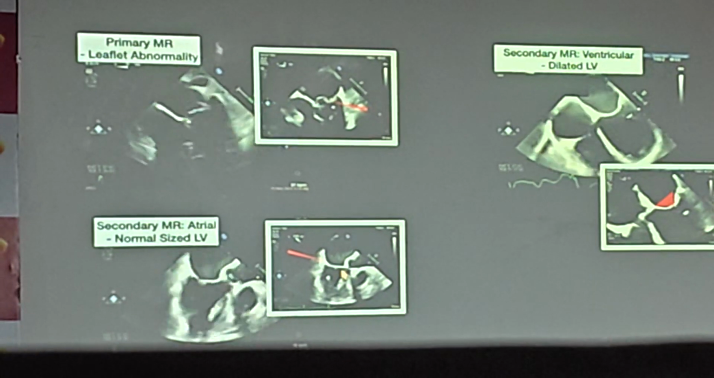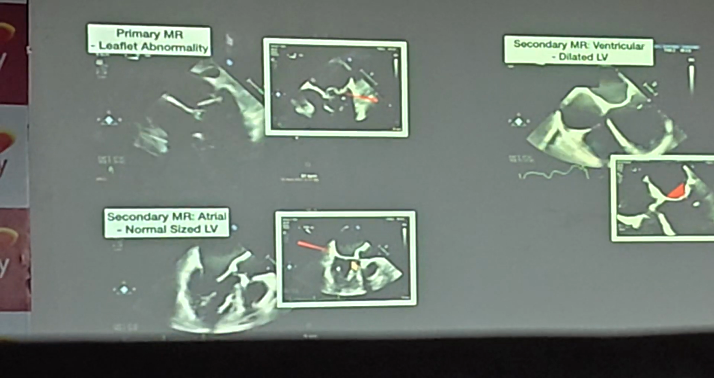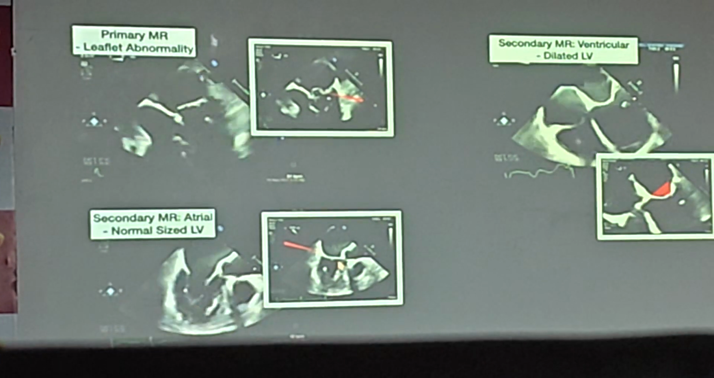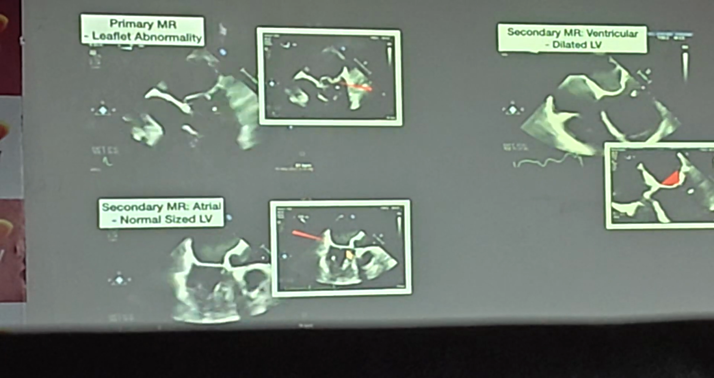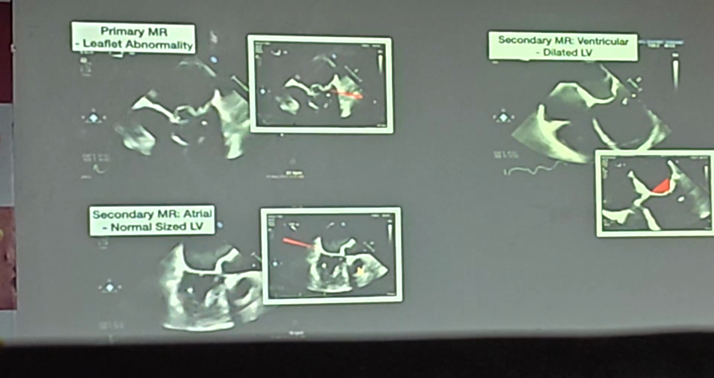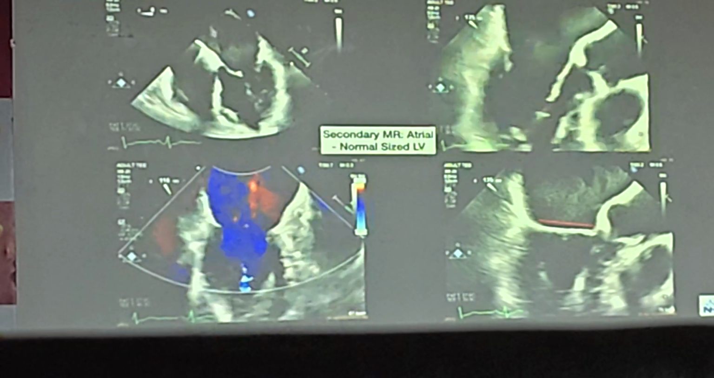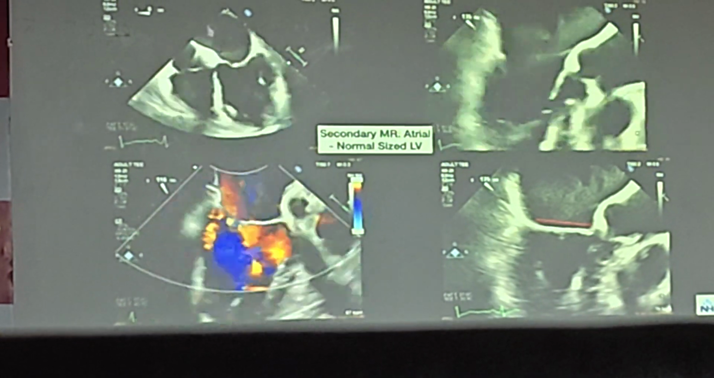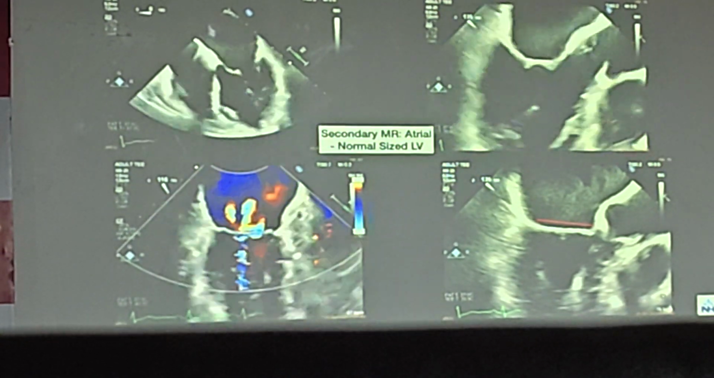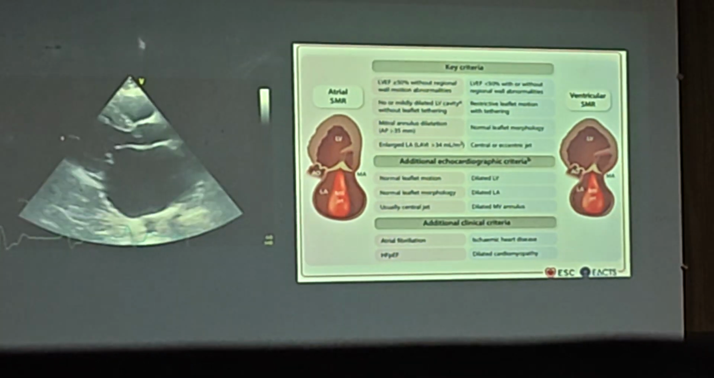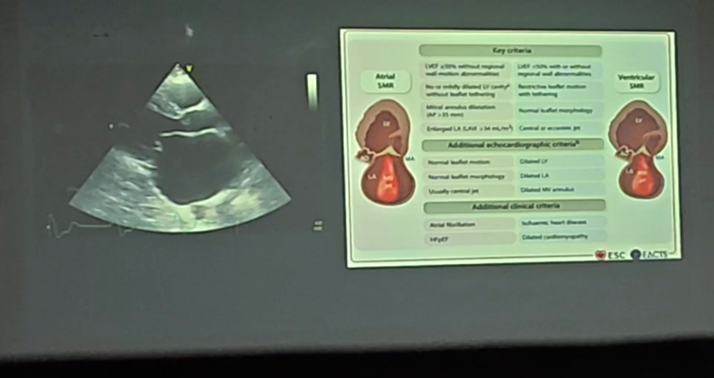For atrial FMR, the benefits have been shown in the MITRA-FR, at least about 17 or 18%. I think they had atrial FMRs. Technically it is a little bit of a challenge because you have less tissue available, so how to hold on to it, but it is doable. And again, this is showing how the atrial FMR works. You have the annulus which dilates, and you have a leaflet which is almost stretched out in a straight line. And there are some criteria.